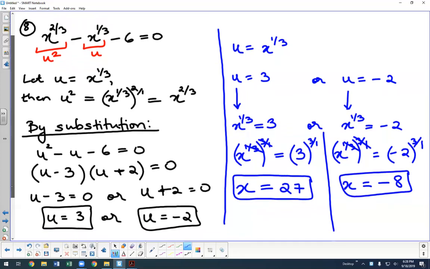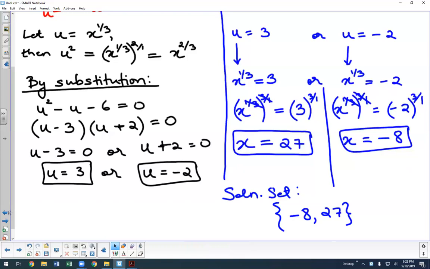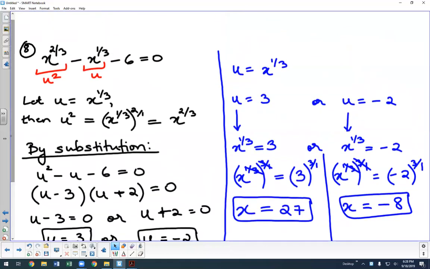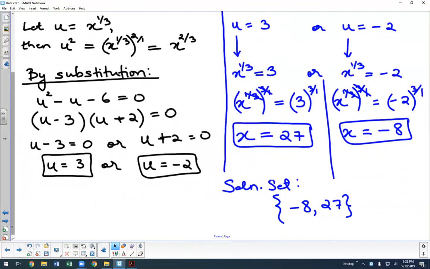So your solution set is going to be just these numbers, -8 and positive 27. It doesn't look like it because you have those rational exponents. But if for a second we ignore that 3 in the denominator, this is an x squared problem, right? So technically we should see two solutions at most, which is what we came up with.